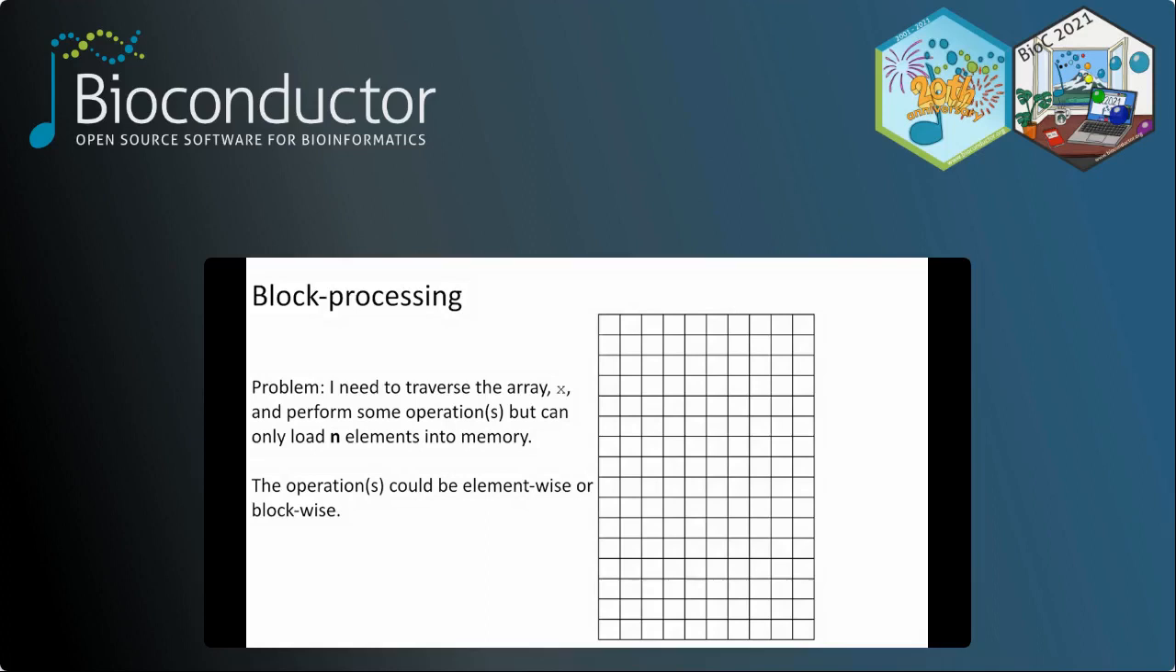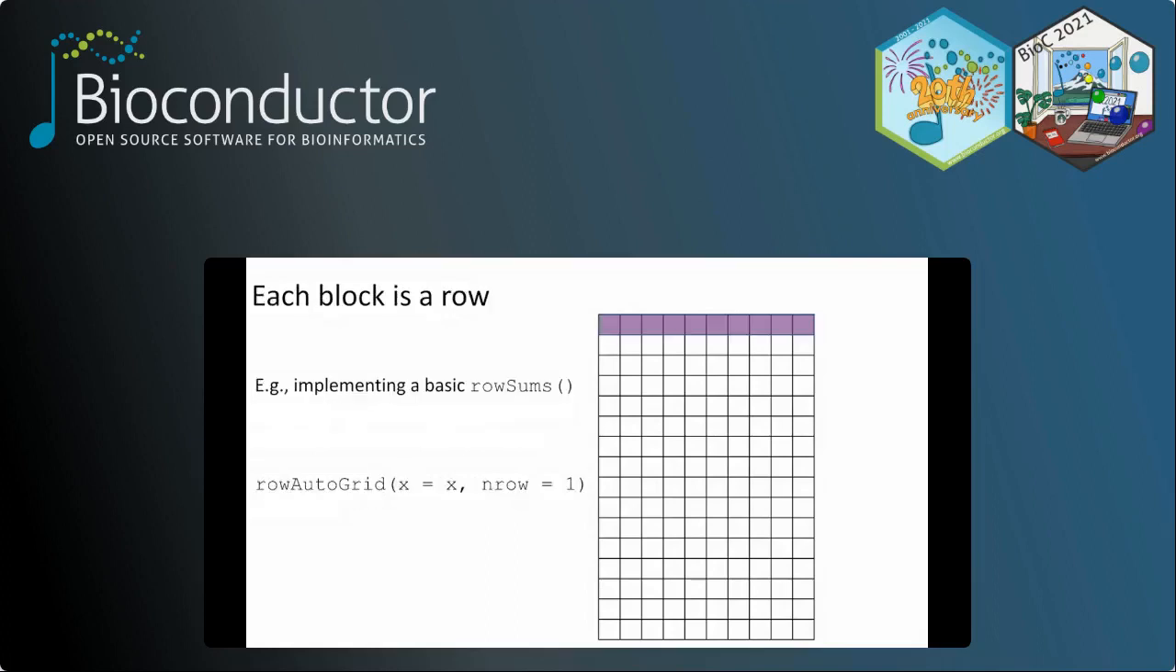As an example, suppose we wanted to compute the row sums of this matrix. One way of doing this would be to load each row of data into memory as a block, compute its sum, and then load the next row of data into memory and continue. Similarly, if we wanted to implement colSums, we could load each column of data into memory, compute the sum, and then move to the next column.